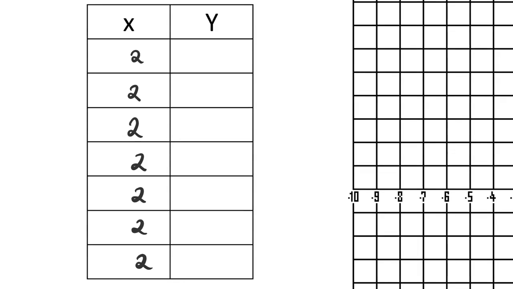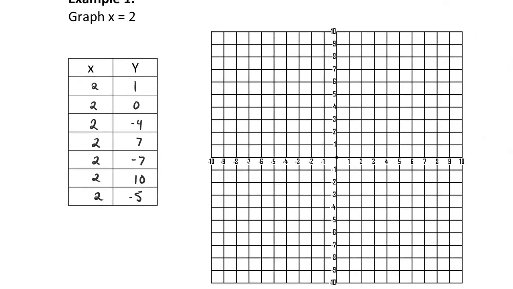The next step is coming up with values for y. Now, just to work on plotting different points, I am just picking random points, but you could really choose any point and you're going to see what happens right away. So the points that I chose were 1, 0, -4, 7, -7, 10, and -5.